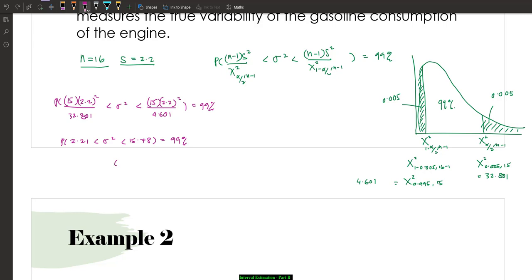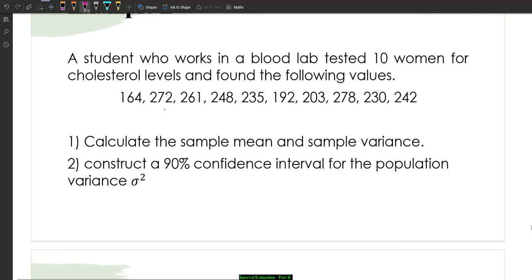So you can also rewrite the equation as 2.21 to 15.78 to indicate the confidence interval. So we have 99% confidence that the population variance lies between 2.2 and 15.78, right? So this is how we solve the problem. So let's look at another example, right? Look at example number 2.